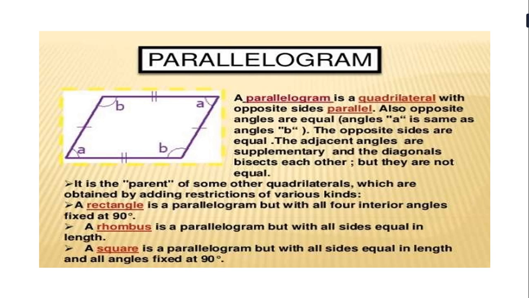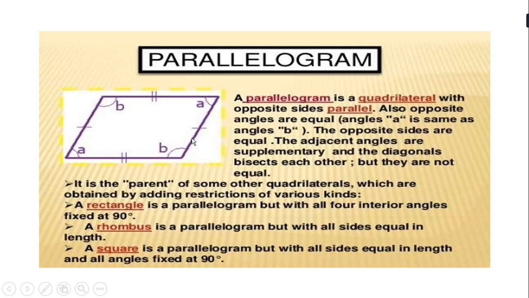Now we go for the type related quadrilateral, that is parallelogram. A parallelogram is a quadrilateral with opposite sides parallel. Also, opposite angles are equal, that is angle A with angle C, angle B with angle D. Adjacent angles are supplementary, meaning A plus B is 180. And diagonals bisect each other, but they are not equal.